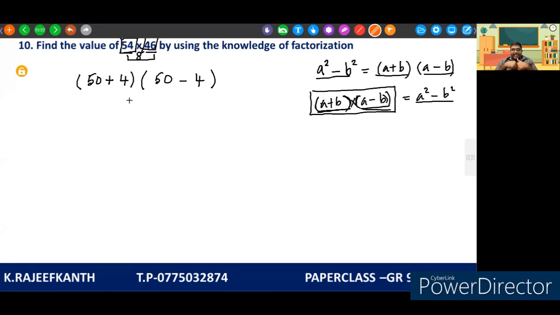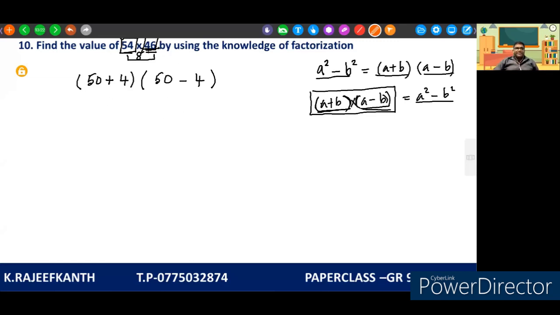Then in your second step, you have to find the half value of that difference, 8. That is 4. Then we have to add 4 in the first expression and subtract 4 in the second expression. The first number is 54. If we add 50 and 4, we get 54. So here I have written 50 plus 4 in the first expression.